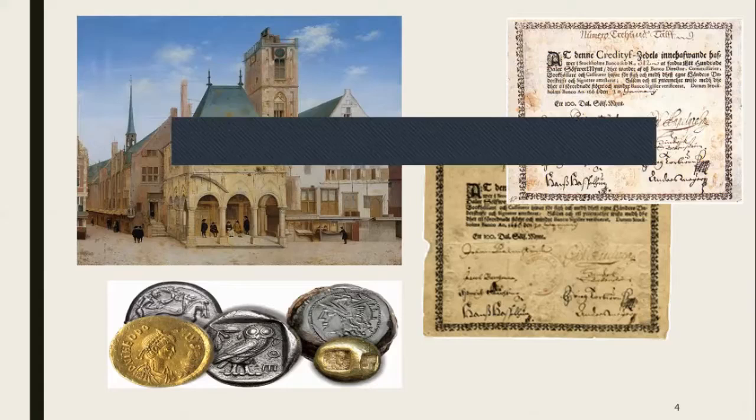Here you can see, this is the Bank of Amsterdam. And these are the coins made out of precious metal. And here we have these creditive cedulars, the very first banknote issued by the Bank of Stockholm.